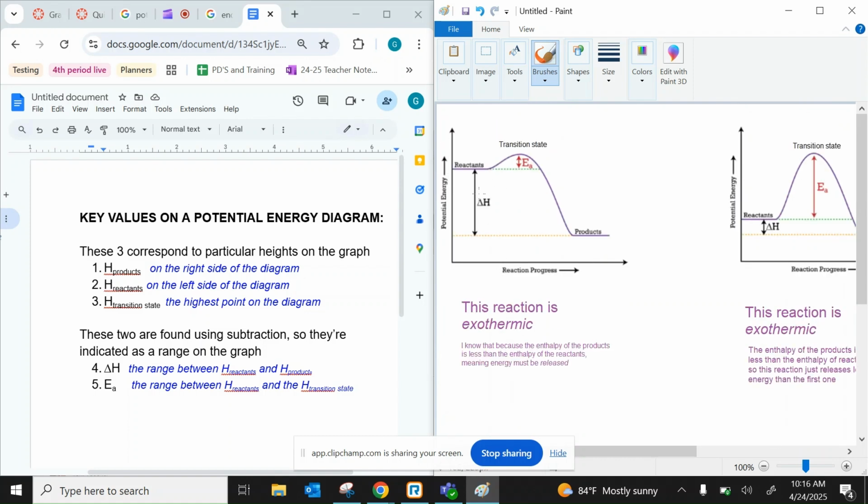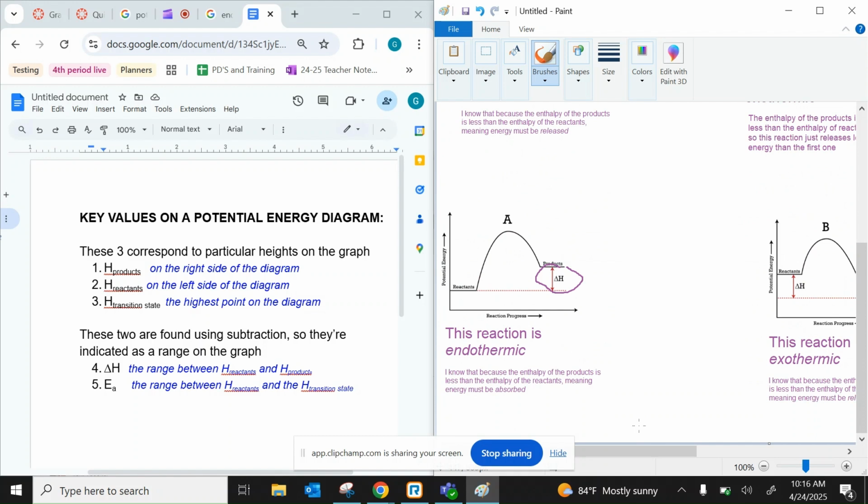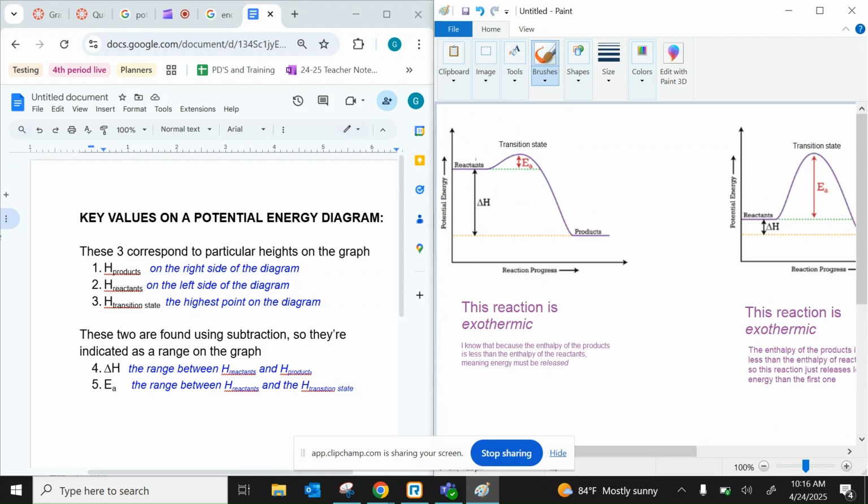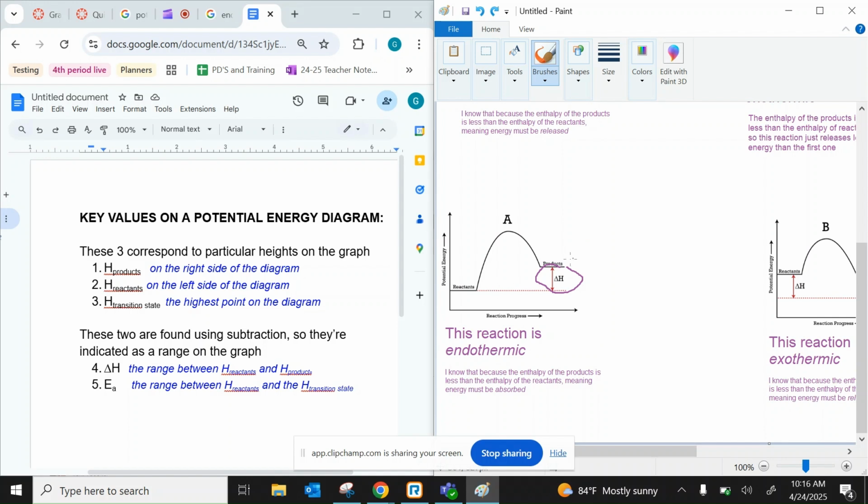So here we drew that on the left. Here we drew it on the right. That's just because it's easier to draw it on those sides. You could draw it wherever you wanted, as long as I can tell that you're saying it's the difference between reactants and products.